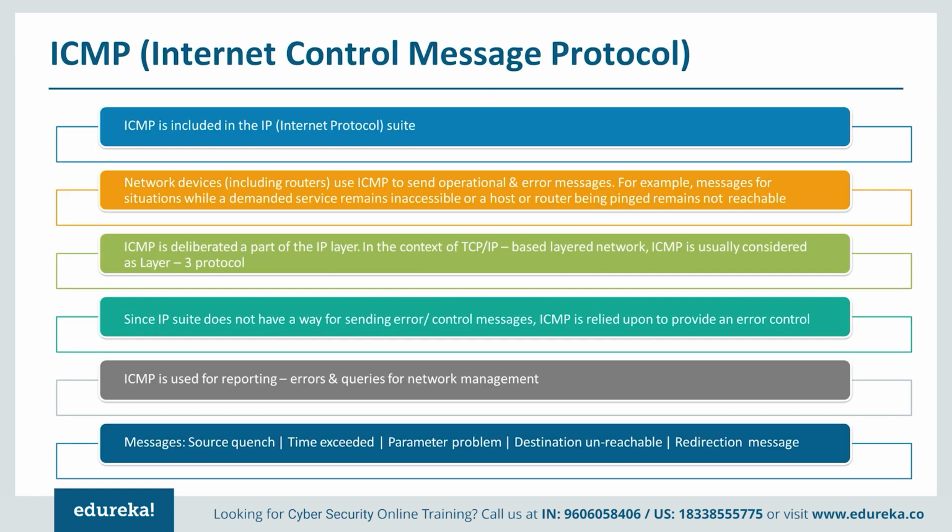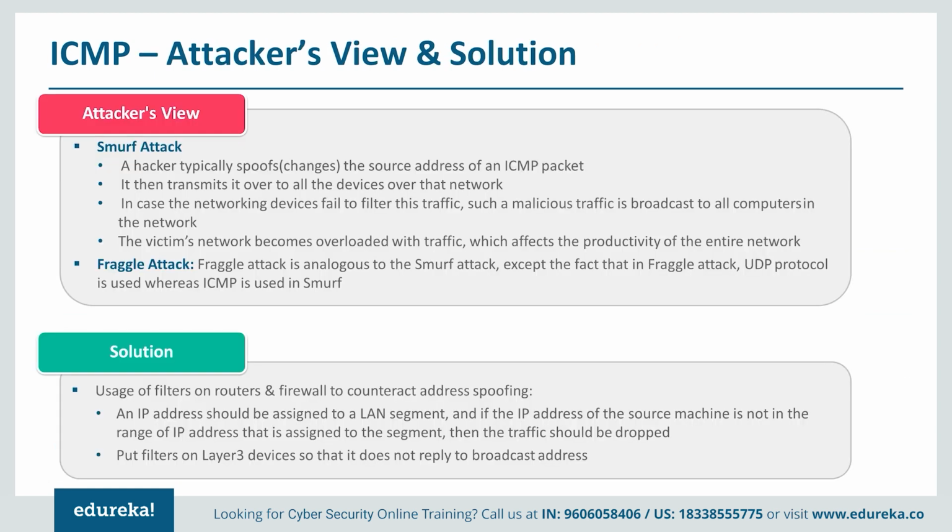ICMP: what we did was just ping. Ping is ICMP, Internet Control Message Protocol. It does not use a proxy. It just tries to reach the IP address. Based on ICMP, we have the Smurf attack. We use multiple packets. We can customize the ICMP packet and send it across to a particular destination.